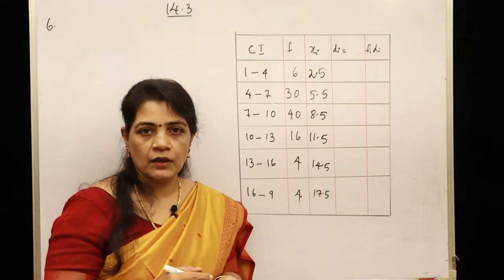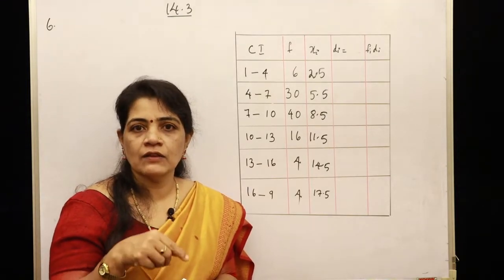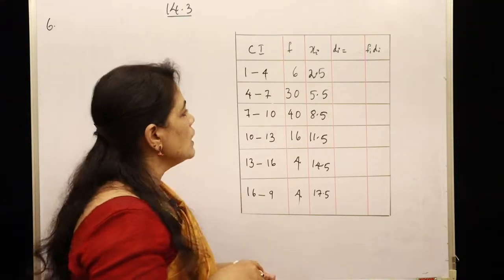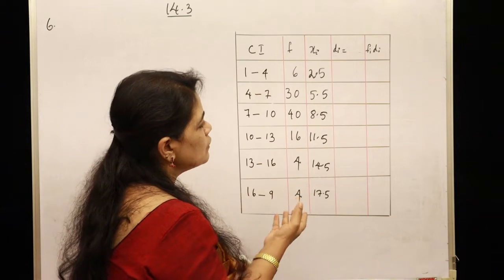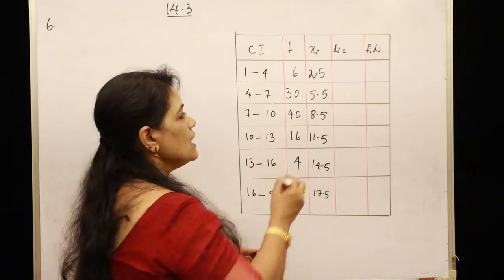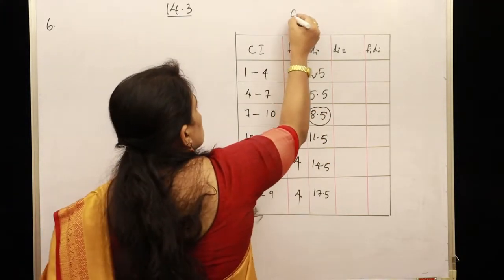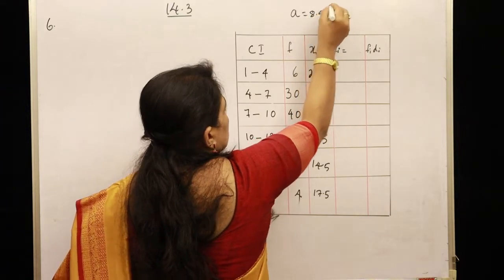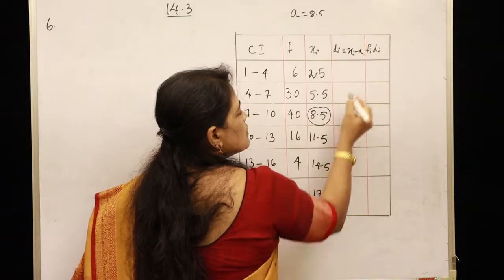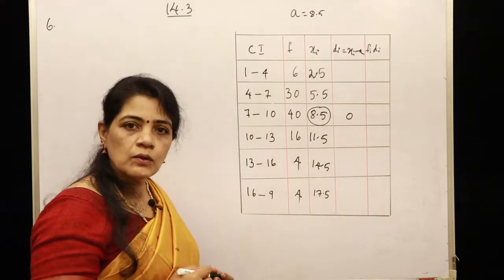After writing the mid values, we can select one from this third column, and that will be the assumed mean, almost the middle of these observations. You can take either 8.5 or 11.5. So I am taking 8.5 as the assumed mean. That means assumed mean A is equal to 8.5, and deviation is xi minus A. So you can easily write 0, because 8.5 minus 8.5 is 0.